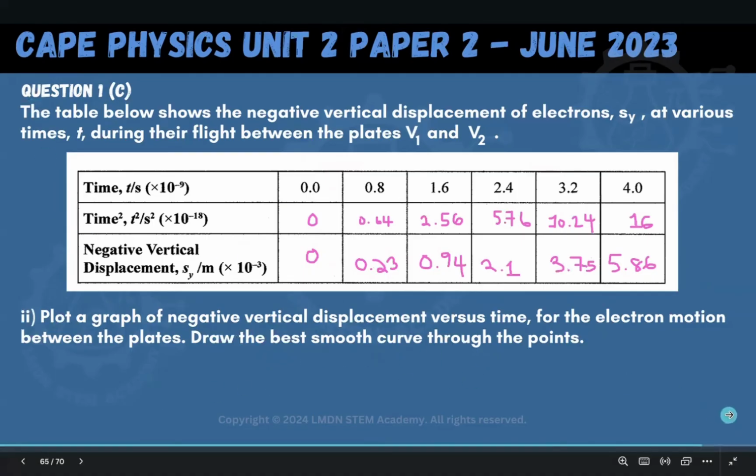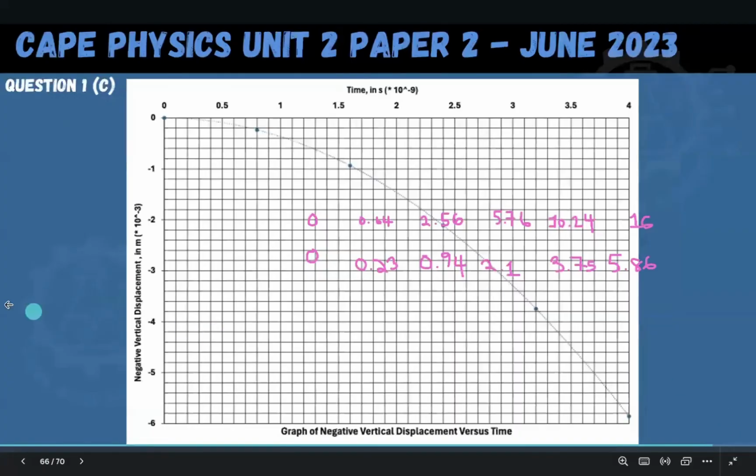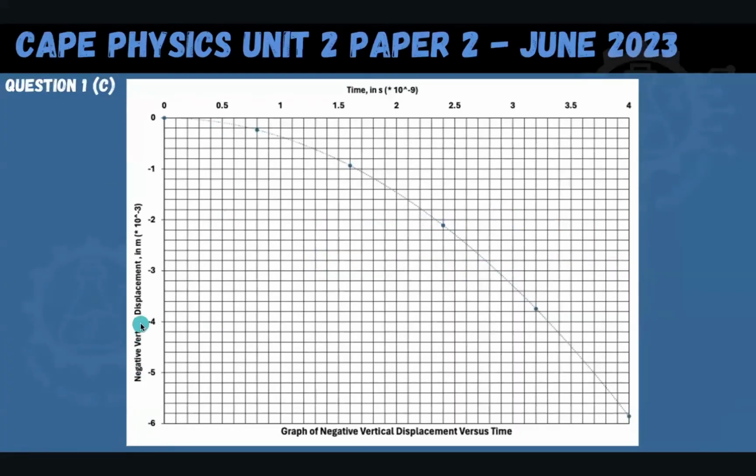All right, so here's my plot now. Let me clear this. Here's my plot, right? We're showing negative vertical displacement on the y, and time up here. Remember, keep the units consistent. It's in seconds times 10 to the minus 9, and this is in meters times 10 to the minus 3. So if we just plot the data from the table, that would be carried over. So this is what I got, right?